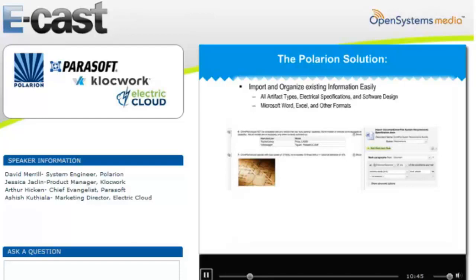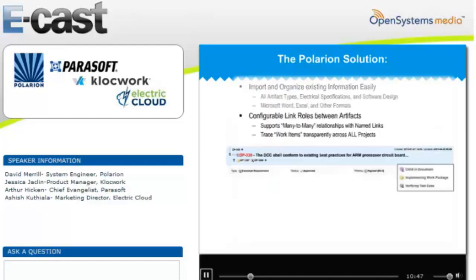In the Polarian solution, the configurable roles between these artifacts support a many-to-many relationship, not just between work items in a single component or a single project, but across the entire landscape of the product development cycle. These configurable link roles can be viewable individually or as formal reports of traceability across a component or product.